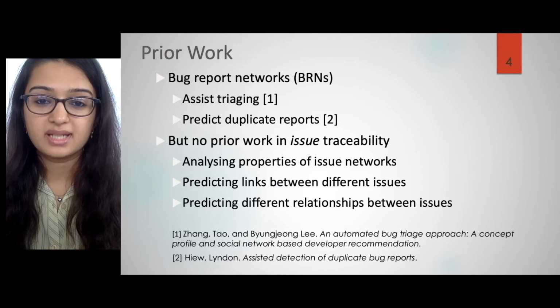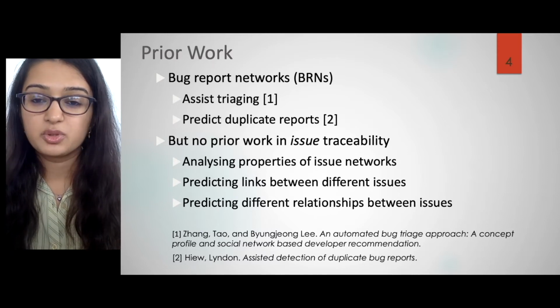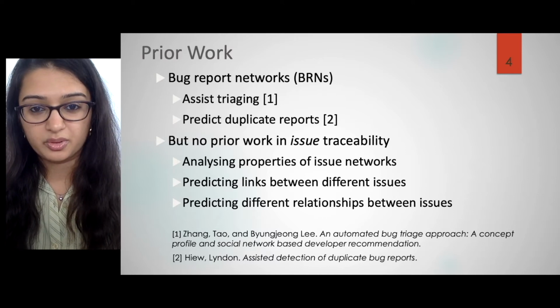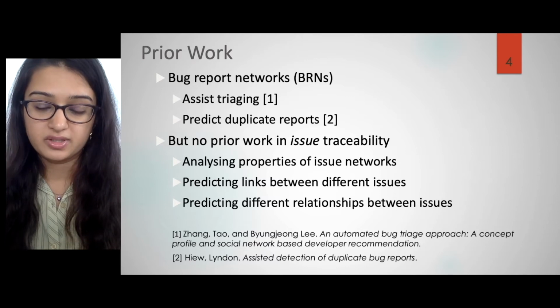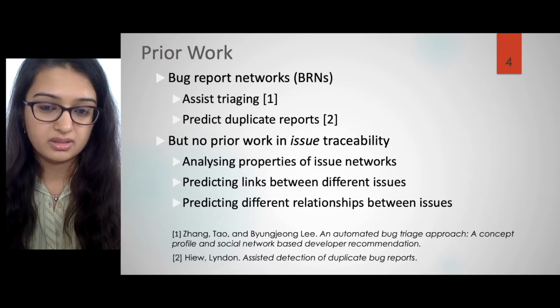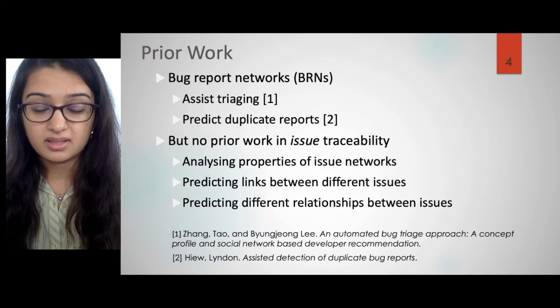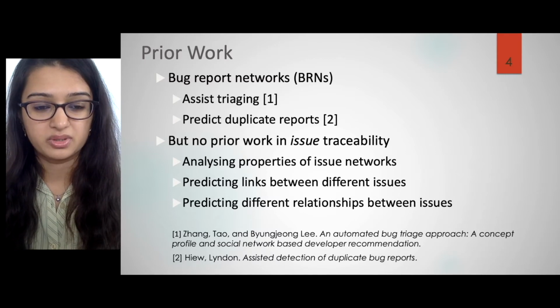Prior work has looked at bug report networks and used them to assist triaging, which is the assignment of developers to bug reports for resolution. They have also been used to predict duplicate bug reports. However, bug reports are only one of the many types of issues that can exist, and duplicates is only one of the many trace link types that can occur between two issues.